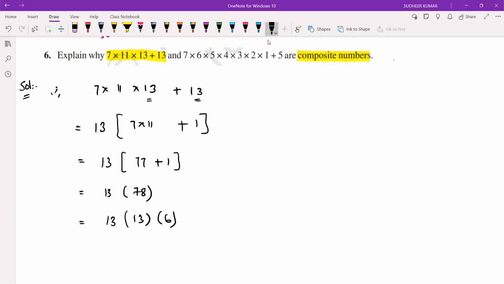Isn't it? 13 are same numbers, but 6 is different. How many factors does it have? One is 13 and the other is 6. But as we know, 6 also can be expressed as 2 times 3, and 1 is a factor for every number, right? Yes, sir. So it consists of more than 2 factors. Since the given number has more than 2 factors.